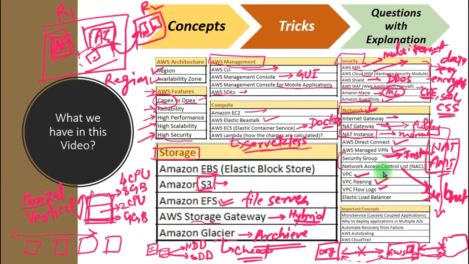Next service we have is Elastic Load Balancer. What exactly is it? A load balancer is something which we keep in front of our backend servers. These backend servers can be your web servers.